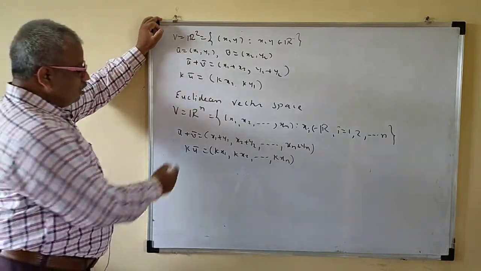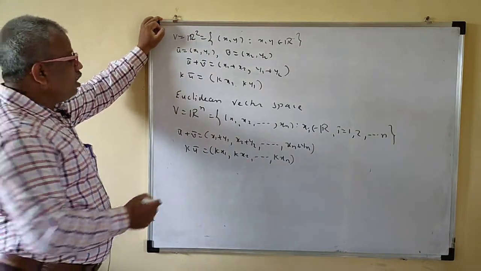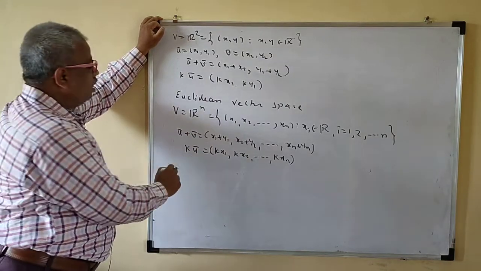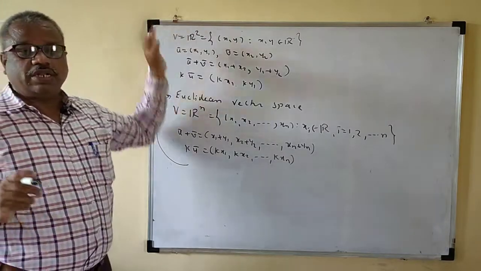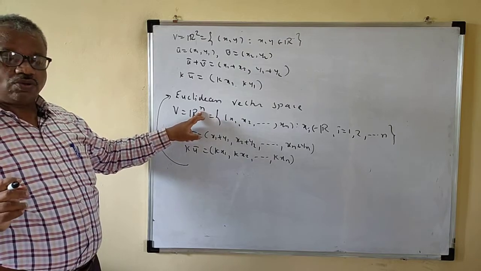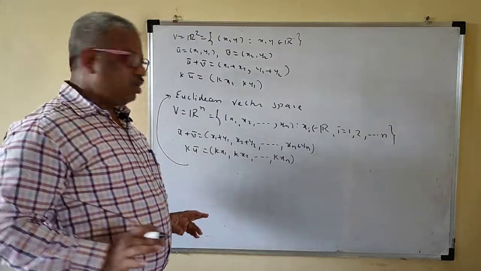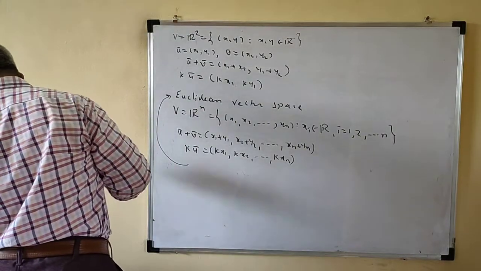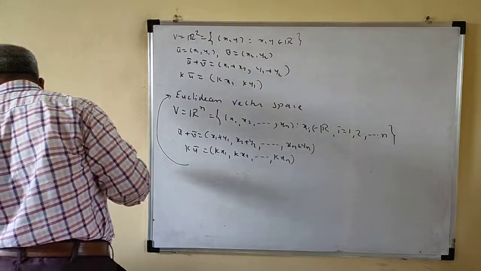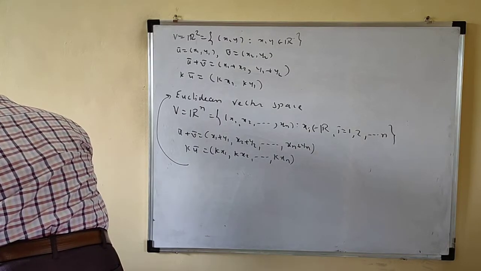So this is the usual addition, and this is the usual scalar multiplication. So this is a vector space over R, and this is also called Euclidean vector space. This is called Euclidean vector space for any value of n, n equals 2, 3, 4, 5, with usual addition and scalar multiplication. So you can see all the properties hold. We are not proving that all properties hold here, we are just revising this.